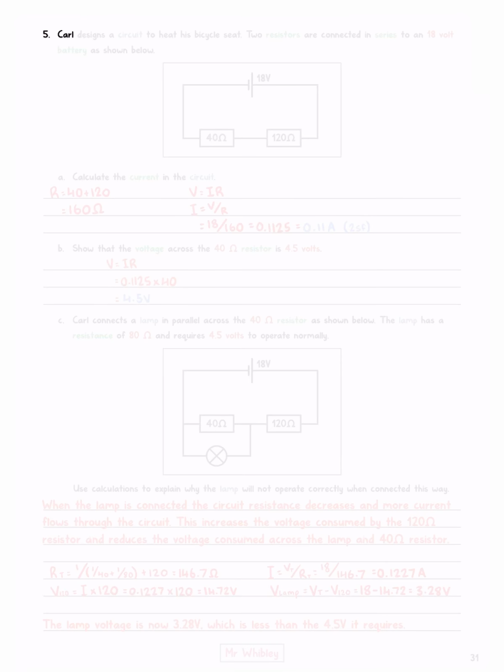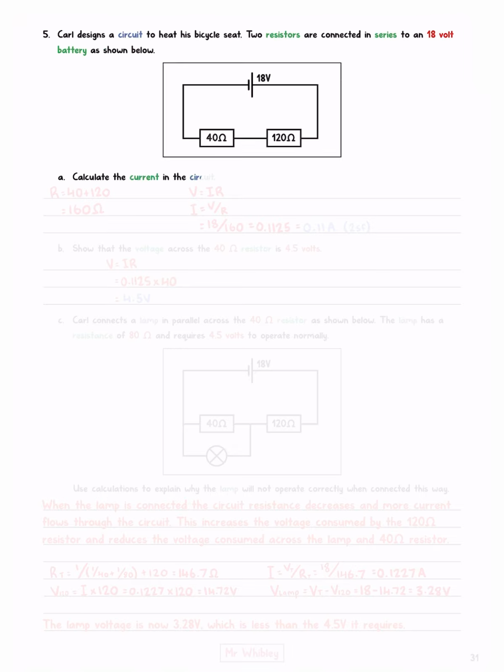Question 4. Carl designs a circuit to heat his bicycle seat. Two resistors are connected in series to an 18 volt battery as shown below. Calculate the current in the circuit.